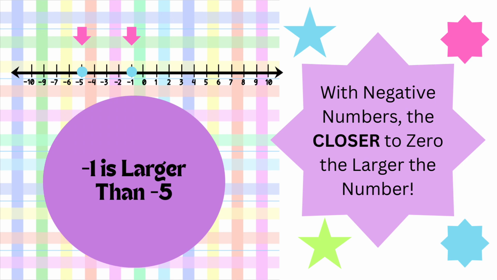Think of it this way. If you owed someone $1, that would be better than owing them $5, right? -1 is less of a debt than -5, which makes -1 the larger number.